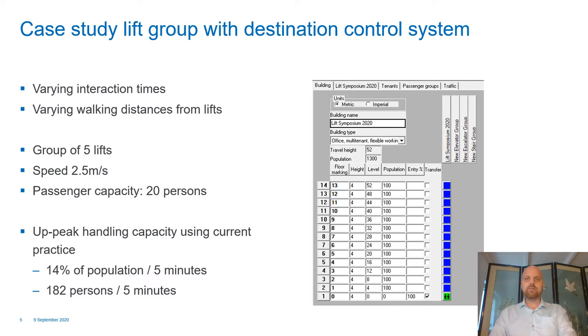KONE Building Traffic Simulator enables modeling of all vertical transportation devices in the building, including qualifying devices, and studying their effects to the service level. We studied different device interaction times and different walking distances from the lifts. Both arrangements were studied with simulation of a simple building with 14 floors, 5 lifts, 2.5 meters per second speed, and 20% passenger capacity. When following current practices, group can achieve a peak handling capacity of 14% of population per 5 minutes, which equals 180 persons per 5 minutes.